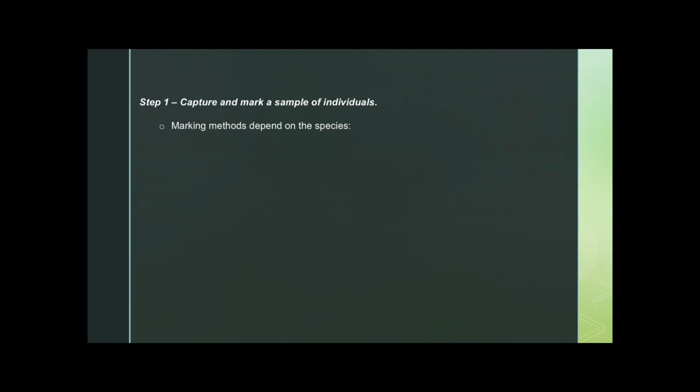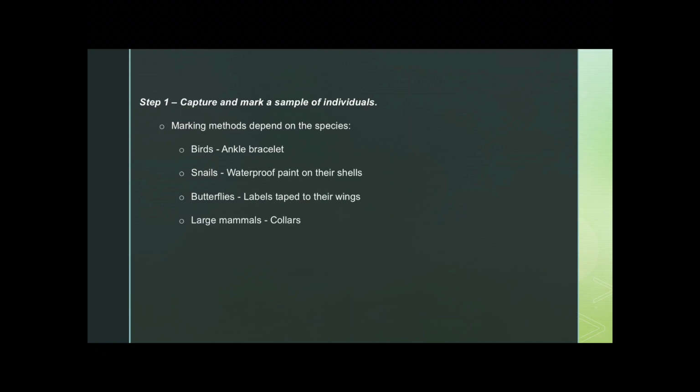Now, the method that is used for marking varies depending on the type of species that you are collecting. So to start with, you might have birds, they get marked with an ankle bracelet. Snails can be marked with waterproof paint on their shells. Butterflies might have labels taped to their wings, whereas large mammals might be fitted with collars. Fish fins can be notched, and amphibians can have non-toxic dyes injected under their skin.